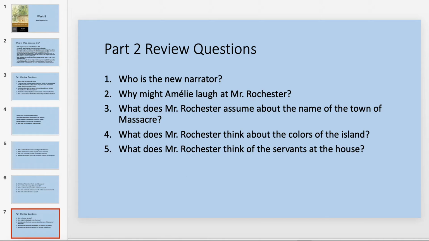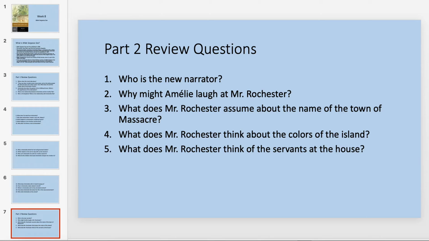And going on to 3 here, what does Mr. Rochester assume about the name of the town Massacre? He assumes that there's been a massacre in the town, as you might expect. Why name it a town Massacre if there hadn't been something? And yet Antoinette, when she answers him about it, doesn't really think that that happened. She's not sure what happened there. So we're seeing, again, Antoinette's kind of ignorance about history coming out a little bit here.